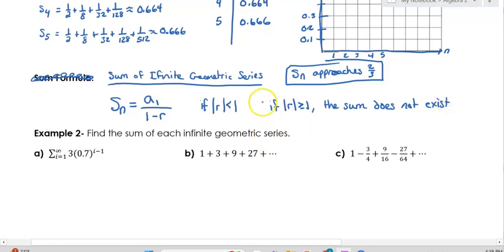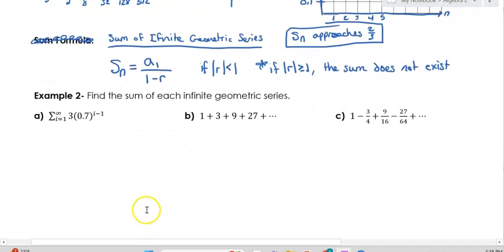All right, so that would be very important to note. If the r value, and you always take the positive version of it, is greater than or equal to 1, the sum does not exist. This formula only works if the r value is less than 1.